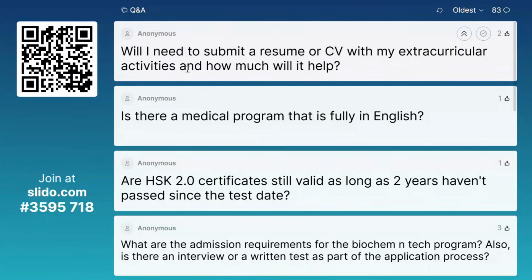Okay, so we all need to submit a resume or a CV. How much will it help? It depends on the departments. If it's a required document, you will definitely have to upload that document. But if it's not a required document and you still want to upload it, that's also fine. You can upload it under the other supporting documents.